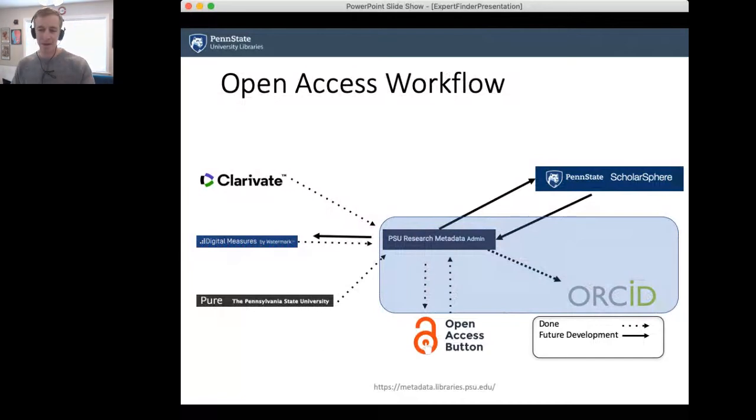And so we're excited about automating and integrating this with a couple other systems, most notably ScholarSphere, our institutional repository, in the not too distant future. And lastly, I just want to thank my colleagues that have helped out throughout this project. Thank you.